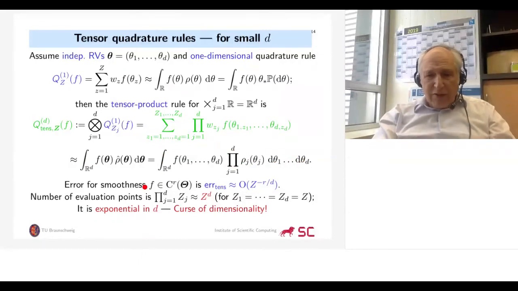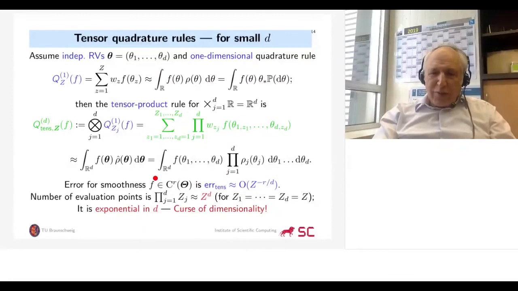Now, how good is this rule? Well, we know if the function is smooth, the error can be something like this. So it can drop very quickly with smoothness, but unfortunately, when the number of dimensions is high, it makes it not so good again, okay? So it's dimension dependent, which comes out here.